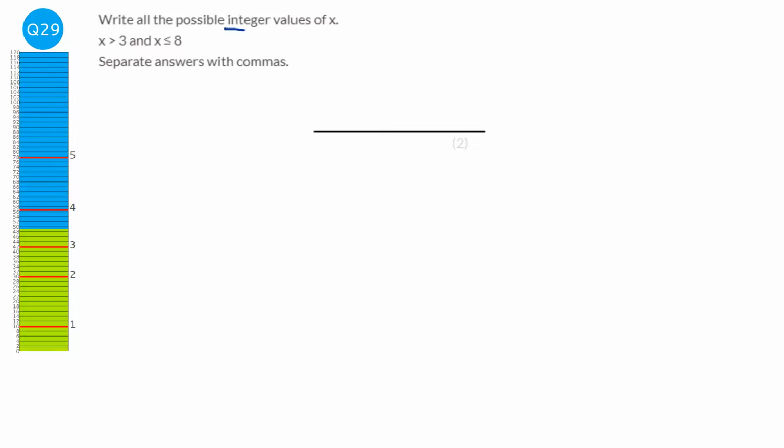Integer just means whole number. So we're looking for all the whole numbers that satisfy these two inequalities. The first inequality says that it has to be greater than 3, so the smallest number that is greater than 3 is 4. The second inequality says it has to be less than or equal to 8. So I'm just going to keep going till I get to a number that is less than or equal to 8. It can't be 9 because 9 is not less than or equal to 8. So our answer is 4, 5, 6, 7 and 8.